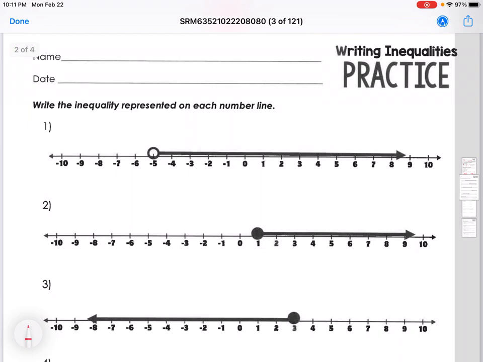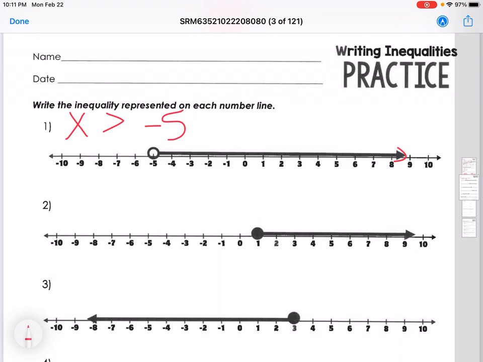Okay, now using the number line to write inequalities. So again, I want to look at my circle. And I see that my circle is at -5. I'm just going to use x as my variable. And then I have to pay attention to the direction of the arrow. So it's pointing to the right, which tells me greater than. And my circle is open.